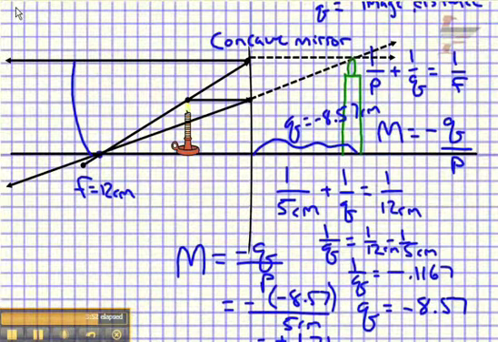So we have an image which is magnified. The positive sign indicates that the image is going to be upright in this case. So we have a virtual image because it's located behind the mirror, it's magnified, and it's upright.